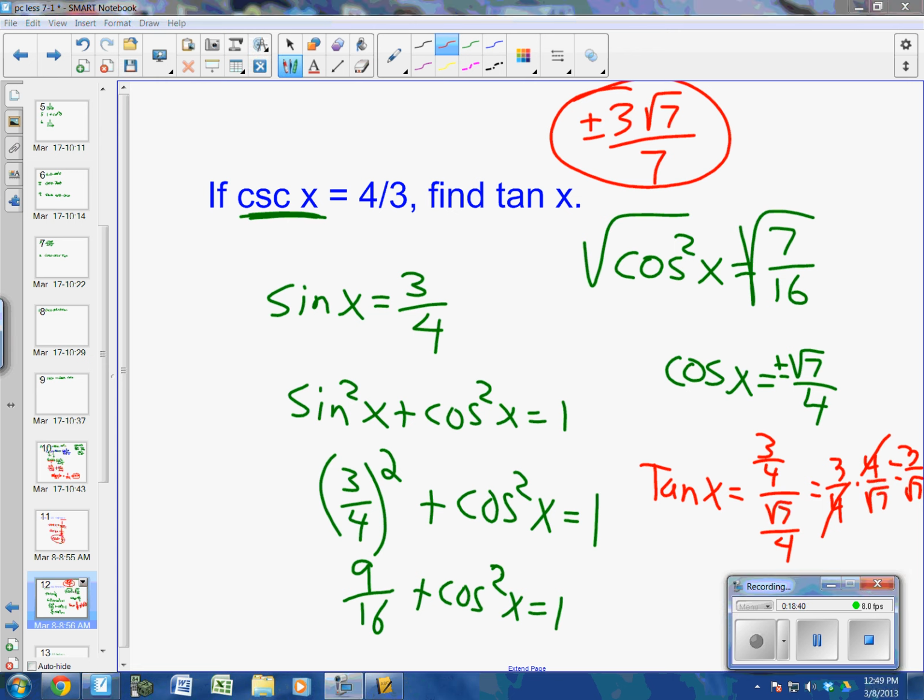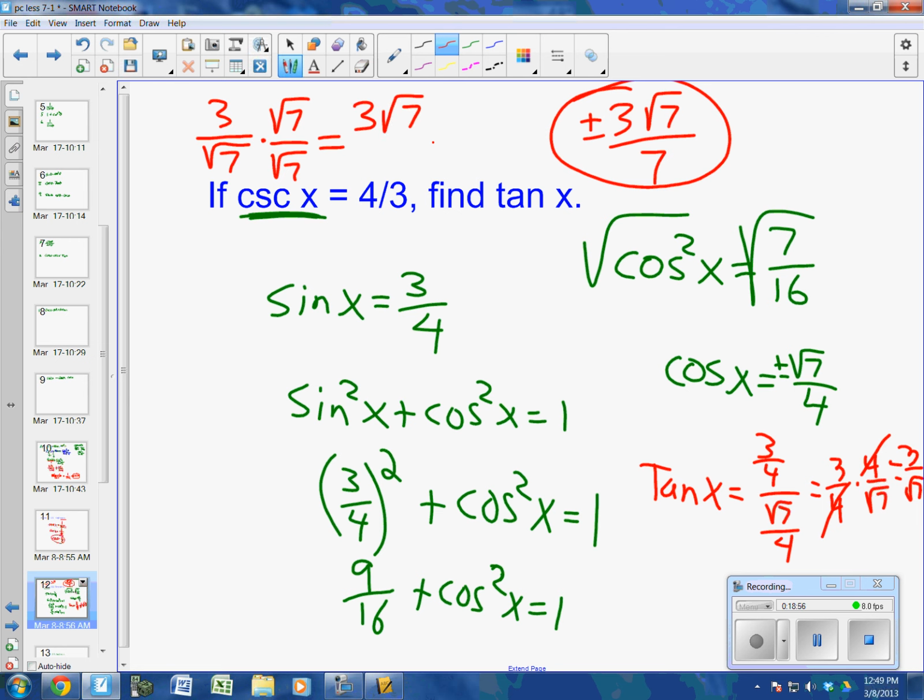What we did from there is we had 3 over the square root of 7. And you remember, mathematicians don't like radicals in the denominator. So we have to rationalize the denominator by timesing the top and bottom by the square root of 7. 3 times the square root of 7 is 3 square root of 7, and square root of 7 times square root of 7 is 7. That's how we got that. And we had to do the plus and minus.